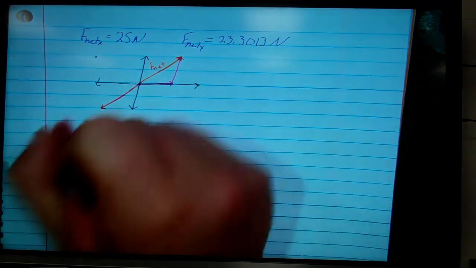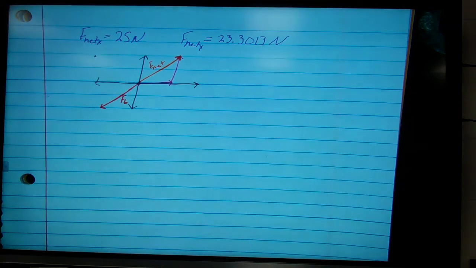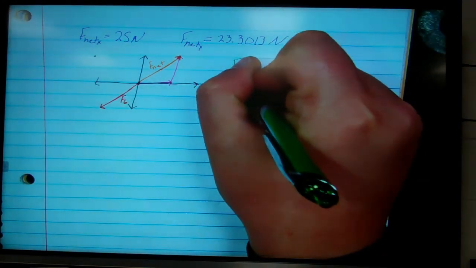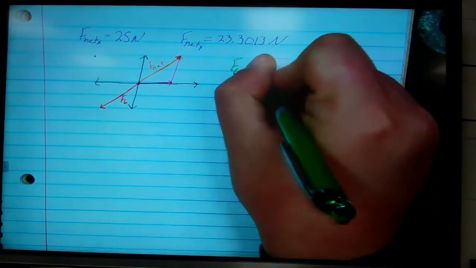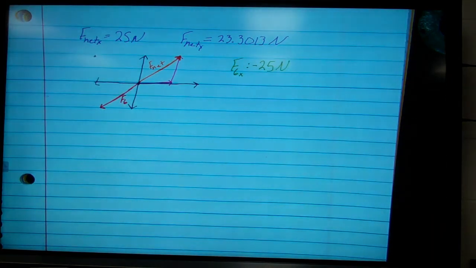So in that case, this is the 6th force. What are the 6th force's component vectors? Okay, for the 6th force, the X component is negative 25 newtons.